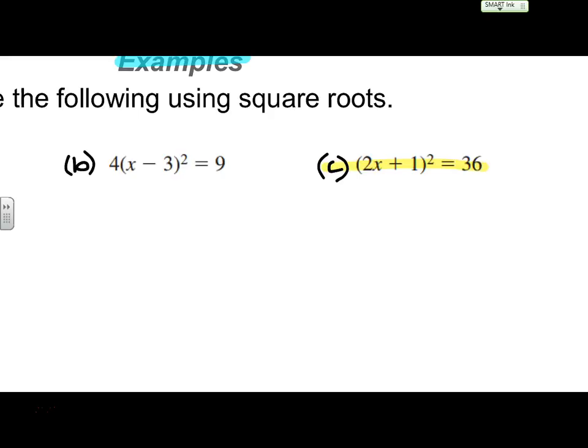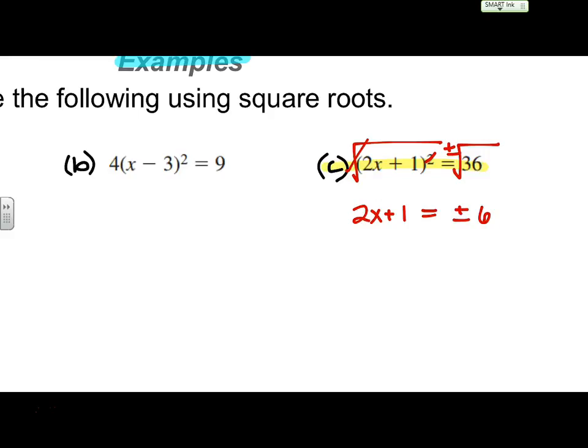Square root both sides. Now when I square root, guys, look at the answer. You should already be able to know: one answer, no answers, 2 answers. Dos. It's not just 6. It's plus or minus 6. The squared goes away. 2x plus 1 equals positive or negative 6. That's a great way of saying it, Josh. Positive or negative.